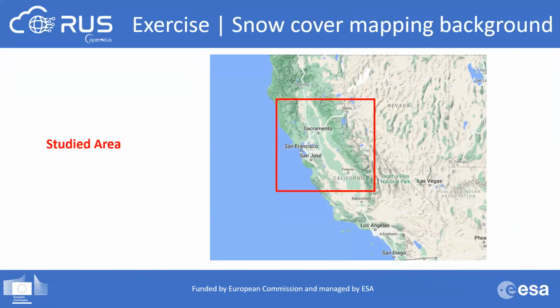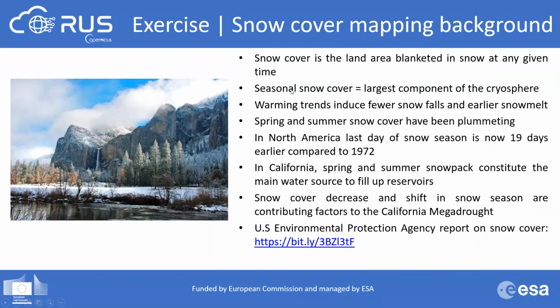So today we will map the snow cover extent evolution in the Sierra Nevada in California between February and May 2021. So we'll map the snow cover extent evolution for the area that's within the red square here. Before moving on to the practical part of this webinar, I'm just going to give you some background elements on snow cover mapping and why it is fundamental to monitor this variable.